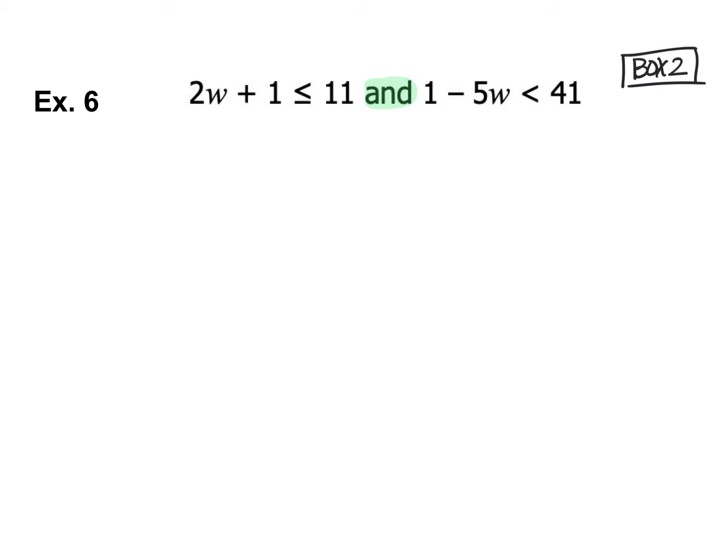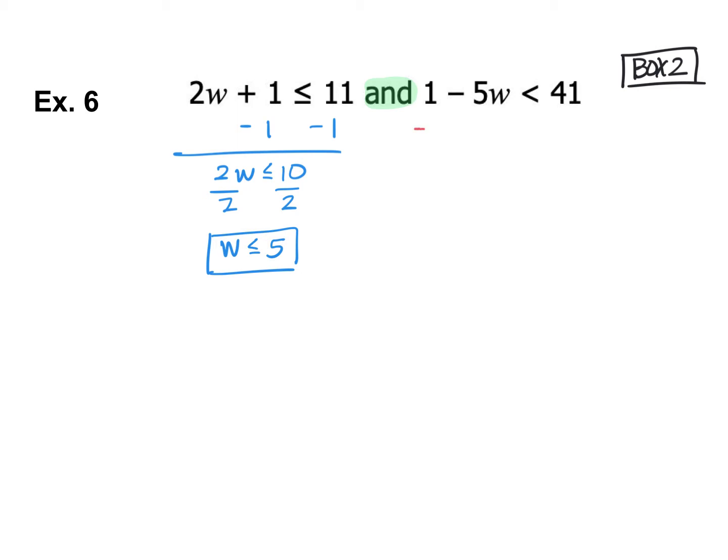Let's go ahead and solve the one on the left-hand side. So subtract 1, subtract 1. I get 2w is less than or equal to 10. Divide both sides by 2, and I get w is less than or equal to 5. That is my first solution. On the right-hand side, start off by subtracting 1 on both sides, and I get -5w is less than 40. Divide both sides by -5, and I get w is less than -8.